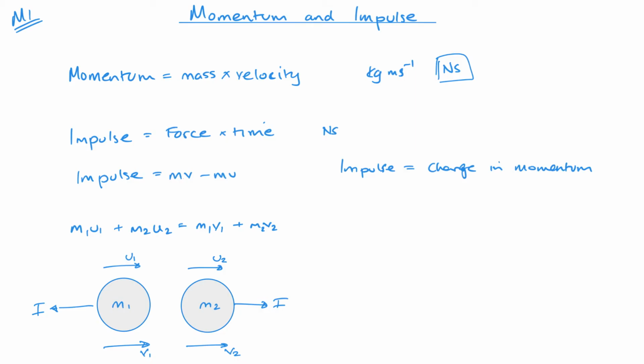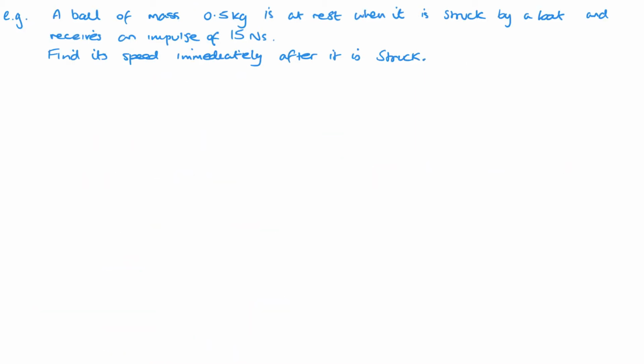Let's start with a couple of examples on each thing, so we build up from momentum and impulse through to the conservation of momentum. Nice straightforward example to get us started. A ball of mass 0.5 kilograms is at rest when it's struck by a bat and receives an impulse of 15 Newton seconds. Find the speed immediately after it is struck.